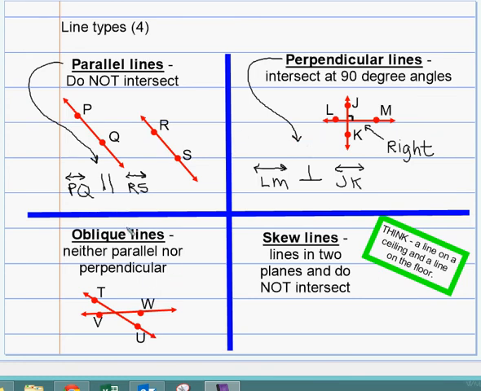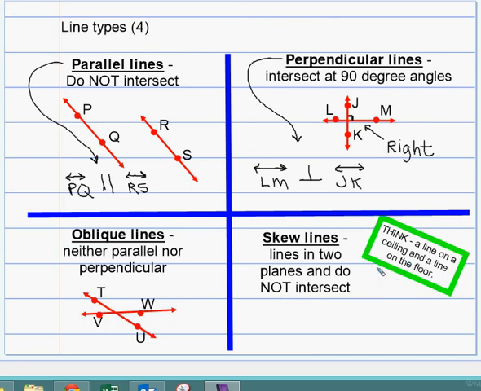Okay, oblique lines are neither parallel nor perpendicular. Nothing special about them, they are just lines that intersect. Okay, this is line TU and line VW. They do intersect, but not at a 90-degree angle, so they're not perpendicular, and because they intersect, they are never going to be parallel. Okay, skew lines are lines in 2 planes, and they do not intersect.